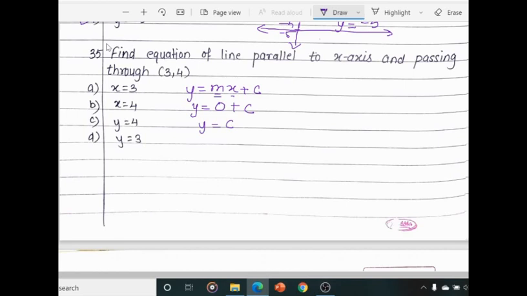And here the y coordinate is given by 4. So 4 is equal to c. So the equation of the line is y is equal to 4, because we write y is equal to mx plus c. This is the equation of the line. But this m into x is 0 because the slope is 0. So the equation is y is equal to c. But the value of c is 4. So y is equal to 4.